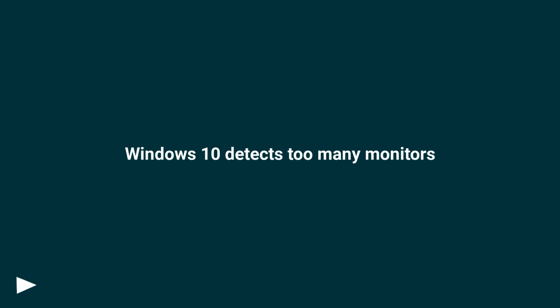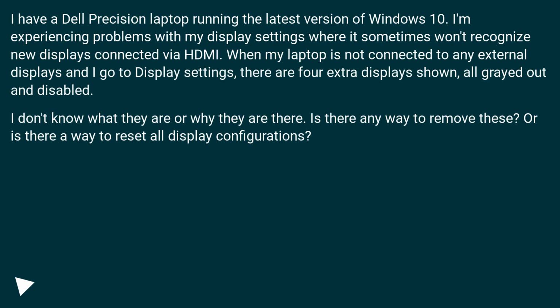Windows 10 detects too many monitors. I have a Dell Precision laptop running the latest version of Windows 10. I'm experiencing problems with my display settings where it sometimes won't recognize new displays connected via HDMI.